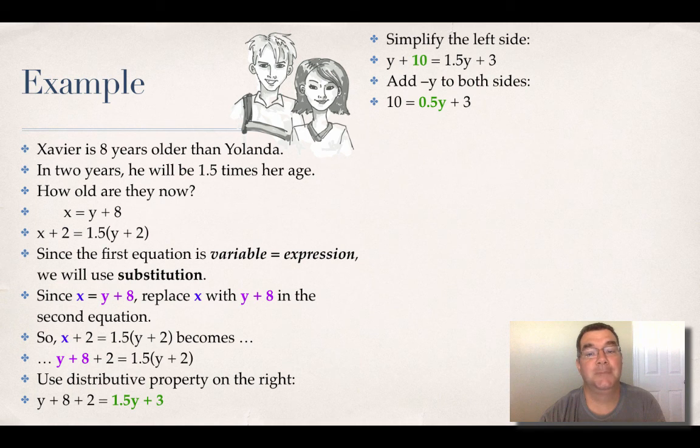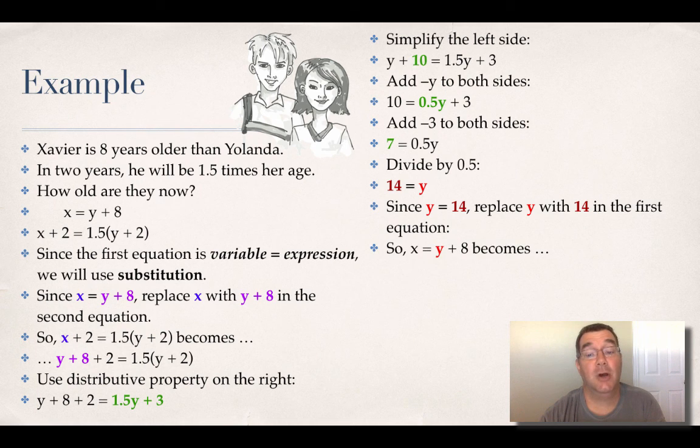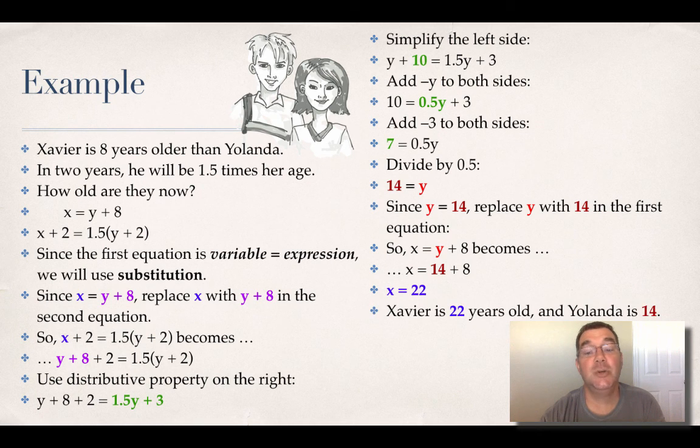Now it's a multi-step equation, so I add negative 3 to both sides, and I got 7 equals 0.5y. And if I divide both sides by 0.5, 7 divided by 0.5 is actually 14, and on the right side I have just y. So now I know that Yolanda's age is 14, and now I can figure out Xavier's age. So I replace y with 14 in the first equation, so instead of x equals y plus 8, x equals 14 plus 8, and that means that Xavier is 22 years old. So Xavier is 22 and Yolanda is 14.